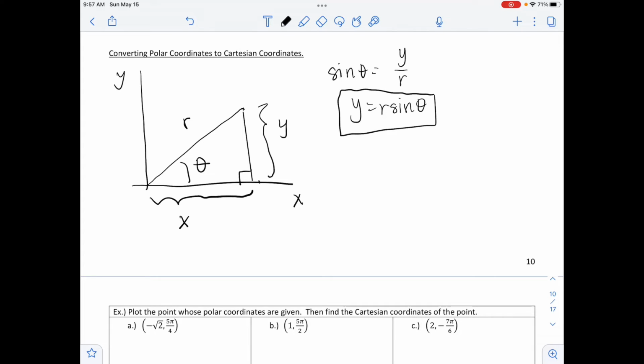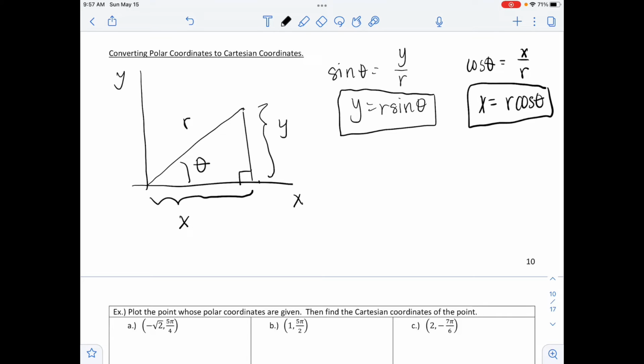And so we are able to take r and theta and find our y value and change that from a polar coordinate to a Cartesian coordinate. Likewise, we know that cosine of theta is equal to x over r. And likewise, we would say x is equal to r cosine theta.